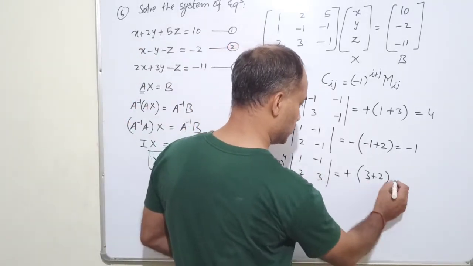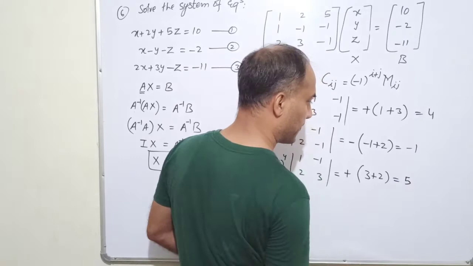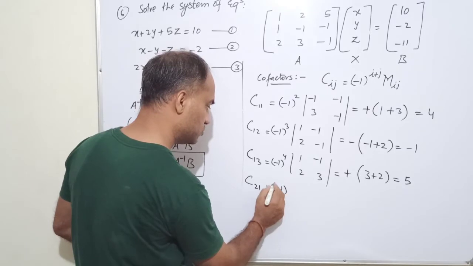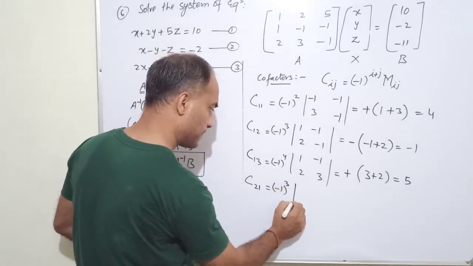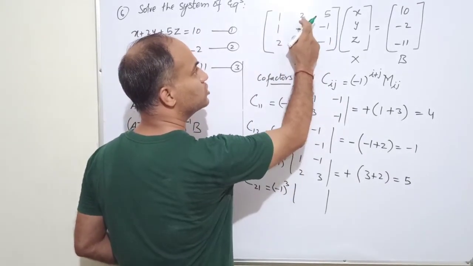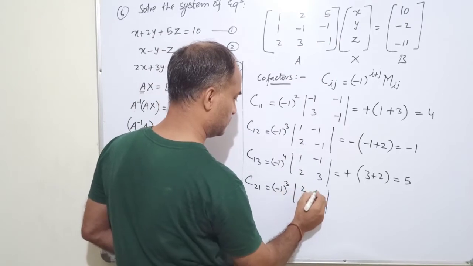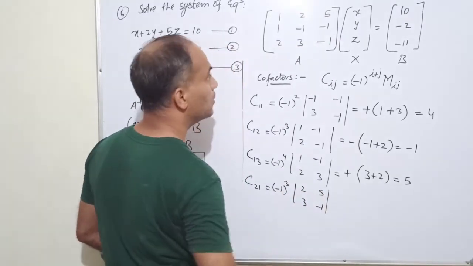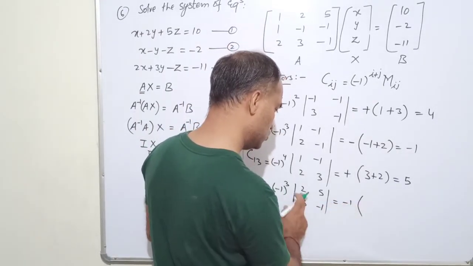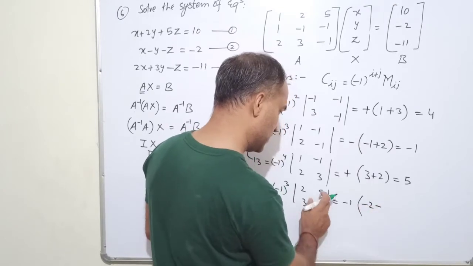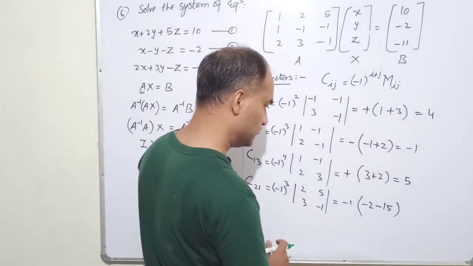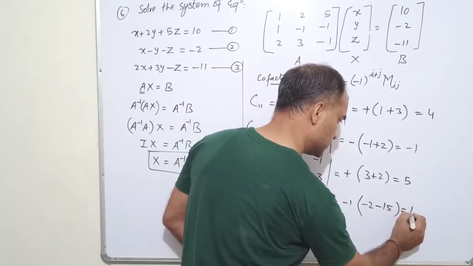3 plus 2, so this becomes 5. Now C21, this is minus 1 to the power 3. This element, so leave this row and this column, we get 2, 5, 3, minus 1. And this gives us the value minus 1 into, this is minus 2, and then minus 15. So minus 2 and minus 15 gives us minus 17, into this, so plus 17.